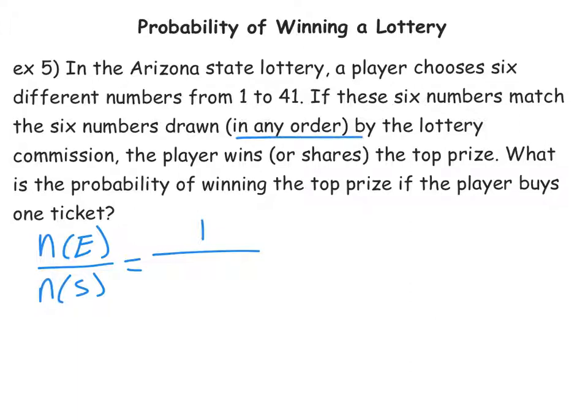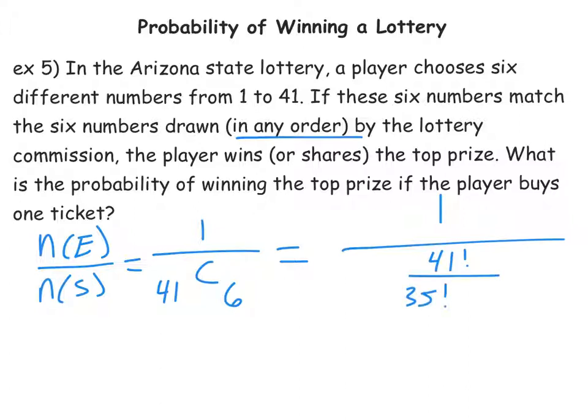So what we need down at the bottom is how many different combinations of 6 numbers are possible if you're selecting those 6 numbers from 1 to 41. It's 41 choose 6. So we'll have 41 factorial over 35 factorial times 6 factorial.